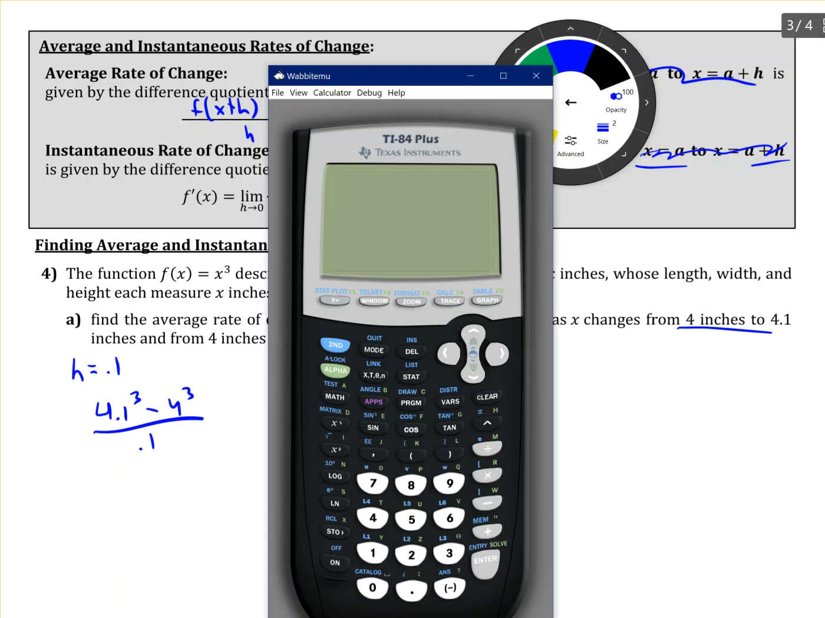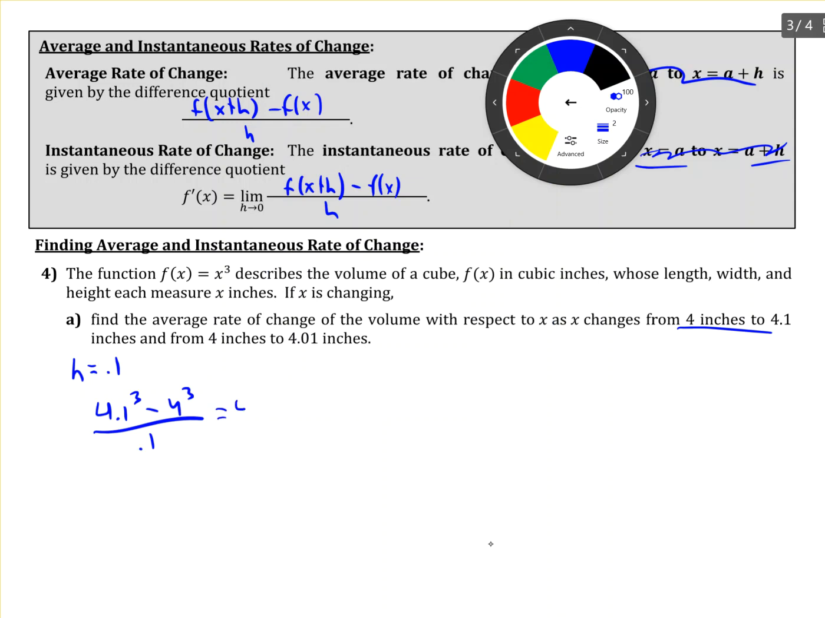So if we go ahead and do that real quick, 4.1 cubed minus 4 cubed. I don't know why I did that one in the calculator, but all right, so I get that divided by 0.1. That's going to multiply by 10, so I get 49.21. And these are in inches, so the volume is in inches cubed.